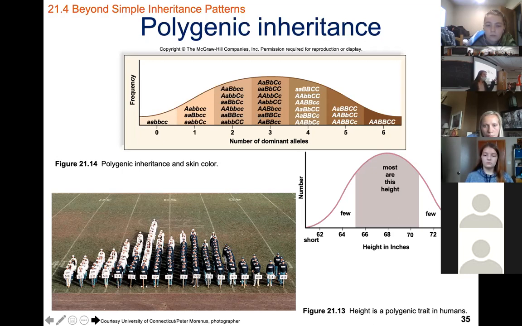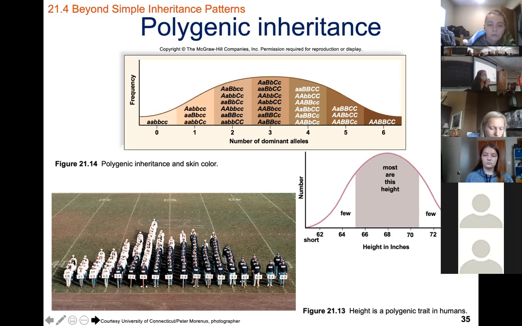Same thing with the color of someone's skin. It's really rare to have albinism, okay? And then on the opposite end of that, it's very rare to have extremely dark skin, but then there's a spectrum in between, right? And it's not like you can define that. And it's just showing that these are polygenetic inheritance.